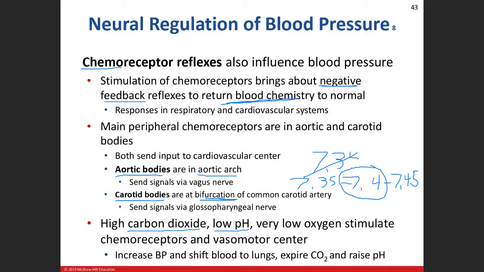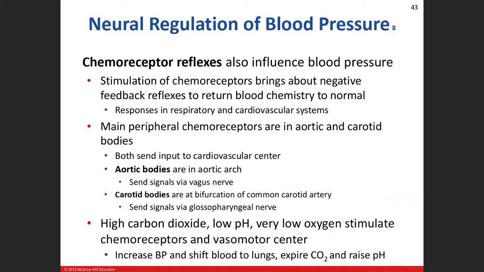And then the other factor is very low oxygen. Well, that's a problem. So anyways, if you have these going on, high carbon dioxide, low pH, or your blood is acidic, or you have low levels of oxygen, this is going to stimulate those chemoreceptors. That's going to be our stimulus. And those chemoreceptors now are going to initiate a negative feedback scenario or reflex to try to increase low oxygen levels or low pH values or decrease carbon dioxide levels. All right, that's what we're going to see. How do we do that? We're going to increase our blood pressure.